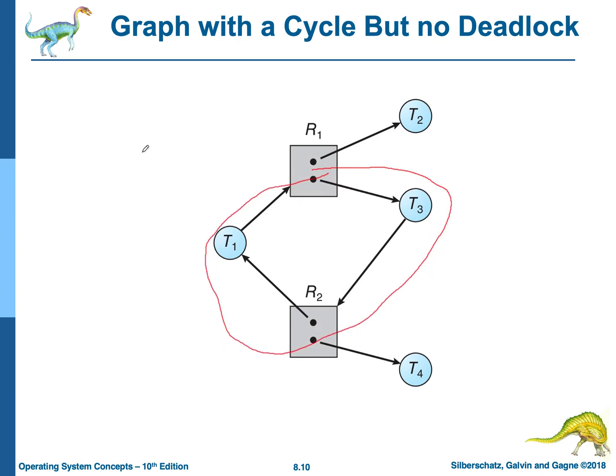Now we'll check this system on the 4 conditions, right? Number 1, is there any mutual exclusion? And number 2, if there is a condition of hold and wait. Number 3, no preemption. And number 4 is circular wait.